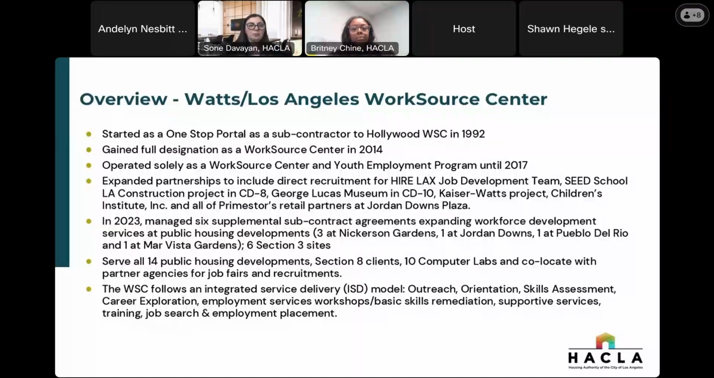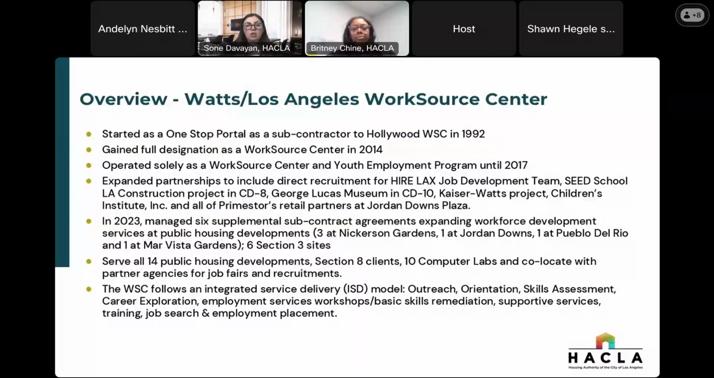Our WorkSource Center in 2023 managed 6 supplemental subcontract agreements that expanded our workforce development services at Nickerson Gardens, Jordan Downs, Pueblo del Rio, and Mar Vista. These are our public housing units. They are based just near one of our public housing sites, but they also have presence in 14 public housing developments that we have throughout the city of LA. We're very spread out. So there are 10 computer labs, and there are partner agencies that are co-located with our WorkSource Center that help us to provide resources to all parts of our city residents.